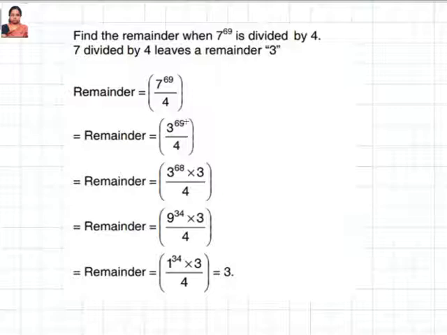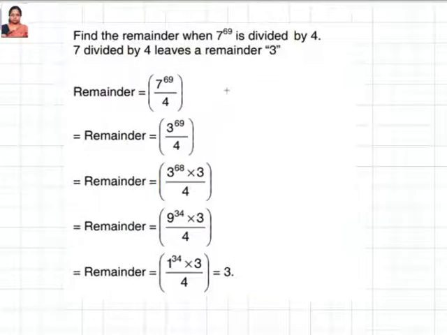This 3 power 69 can be written as 3 power 68 into 3 by 4, and 3 power 68, bringing 2 inside, becomes 9 power 34 into 3 divided by 4. You can see that 9 by 4 gives remainder 1, so it becomes 1 power 34 into 3 by 4, so that's nothing but 3. So this is one way of doing it.